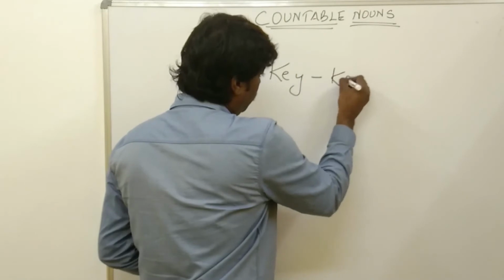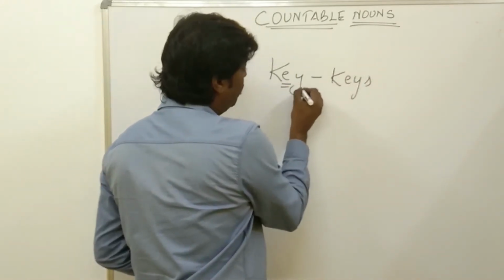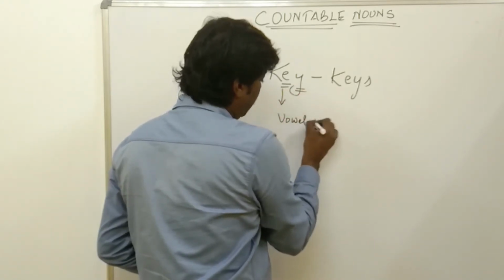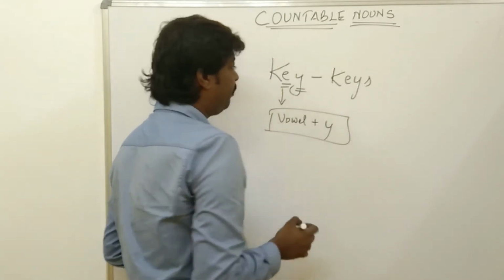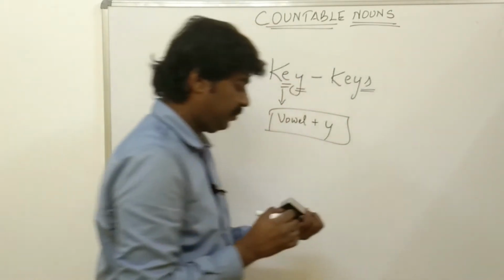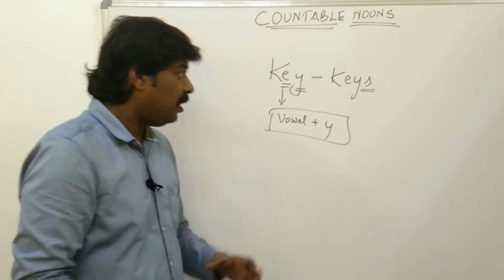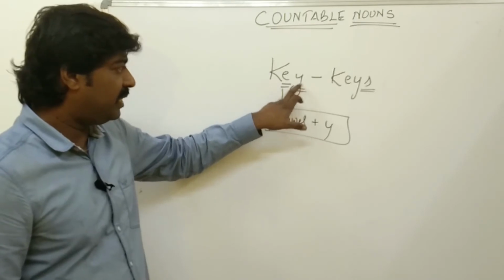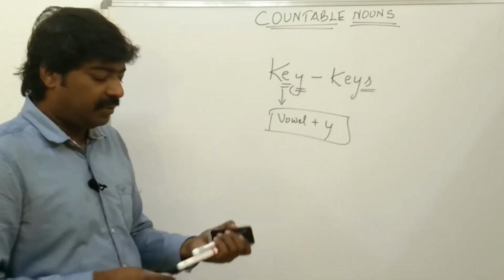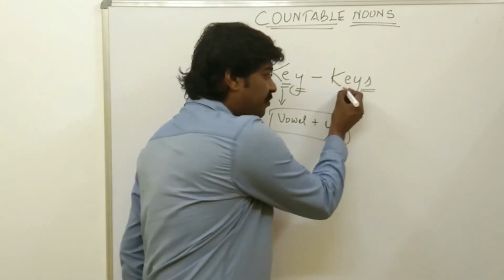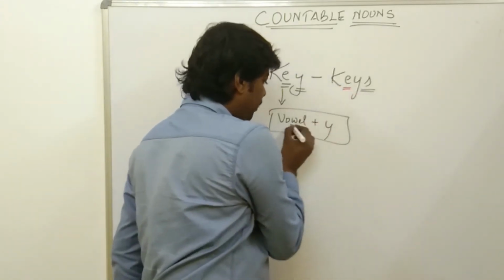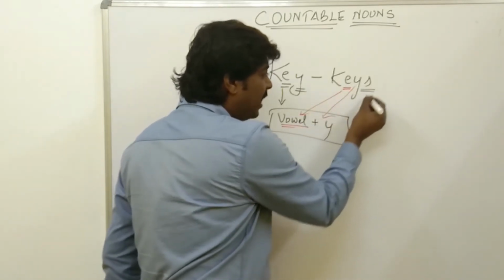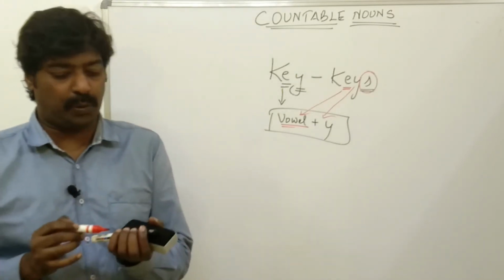Key, keys. Vowel plus Y. Add s. If the word ends in a vowel plus y, then just add s to make it plural.